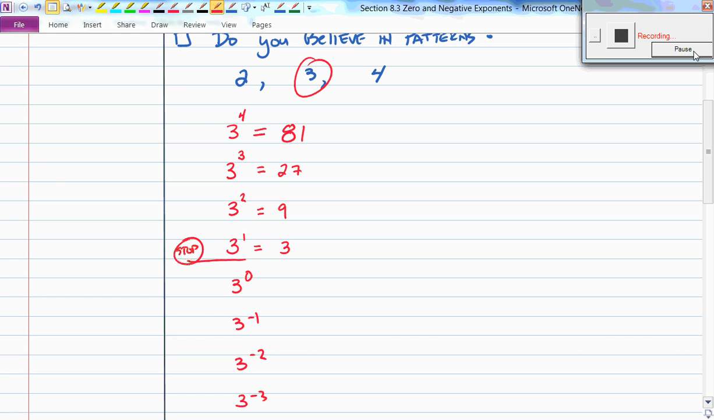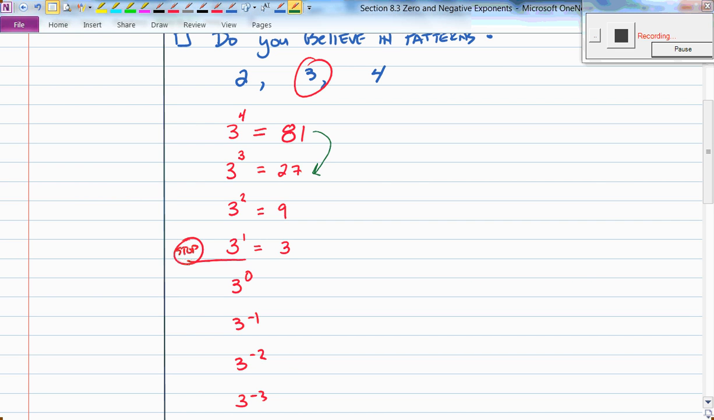Okay, here's what I'd like you to do. I want you to ask yourself if you believe that patterns exist. Do you believe that patterns do exist? Yes. Okay, and what is the great thing about a pattern? You can use it to predict. So please follow along with me for the 3s, and then I want you to apply it to whatever number you picked.